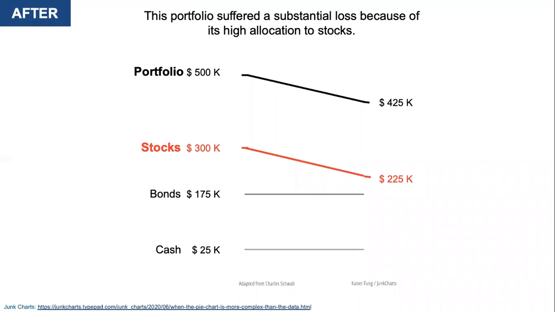Don't have to read. Yes, that's what I agree. That's what I want out of my data visualization. I don't want to have to read things. So it's really clear that the portfolio suffered a loss, and then you can tell where the loss came from. It's so clear. Is there anything you still don't like about this?